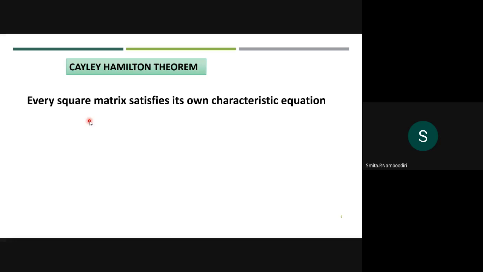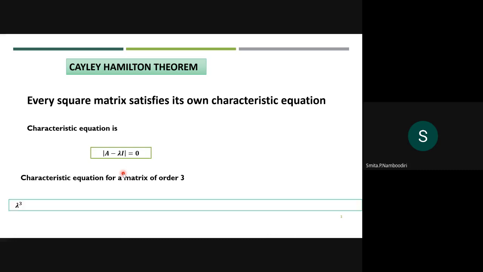So what is a characteristic equation? In general, a characteristic equation is calculated by determinant of A minus lambda I equal to 0, where A is the square matrix which will be given to us, lambda is the scalar, and I is a unit matrix or identity matrix of the same order. So every square matrix satisfies its own characteristic equation. First our aim is to calculate the characteristic equation. In general, it is given by determinant of A minus lambda I equal to 0.